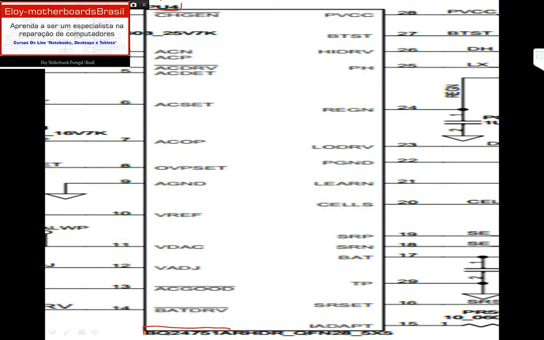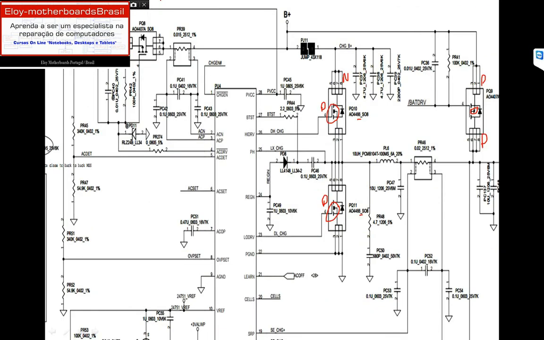I only spoke about the important pins. So let's continue. For all this to function, this PU4 is used, this charger IC for Li-ion batteries. And then we have PQ7, PQ8, PQ9, PQ10 and PQ11.